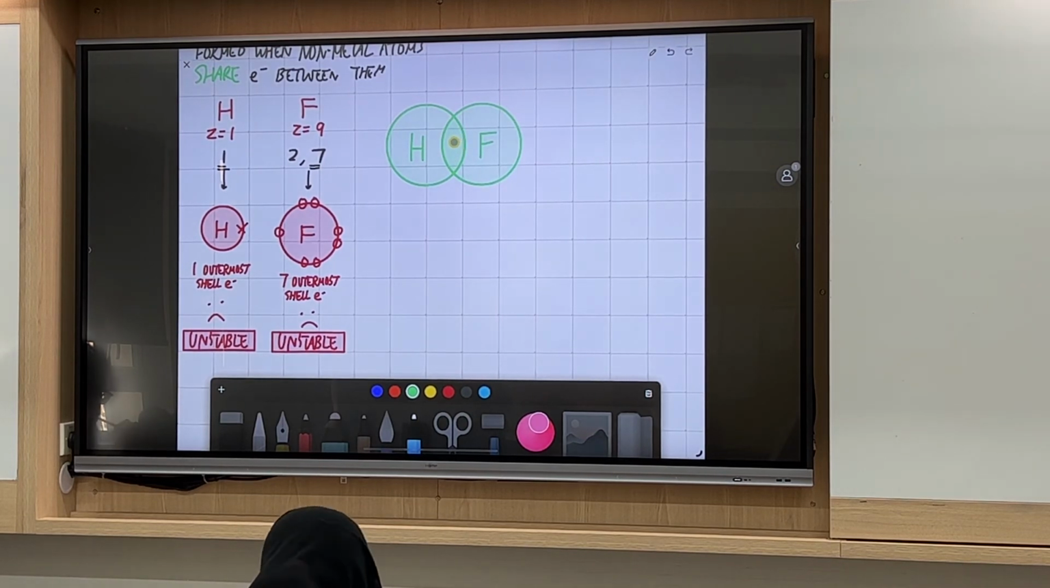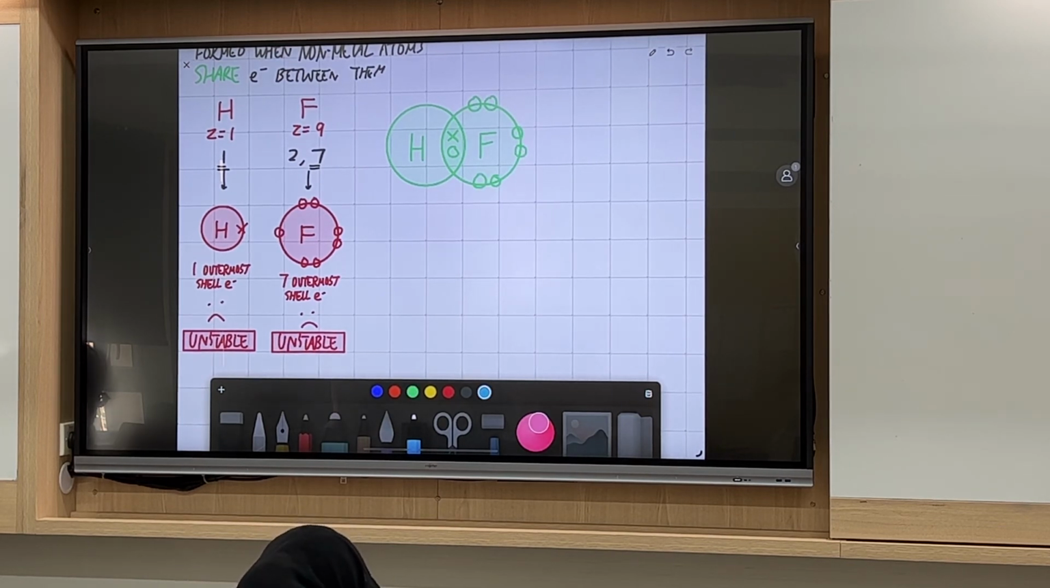And how do they make each other stable? Hydrogen will put one of its electrons here. Actually, put all of its electrons here because that is the only electron it's got. Chlorine will put one of its 7 electrons in here, and the other 6 will not share.